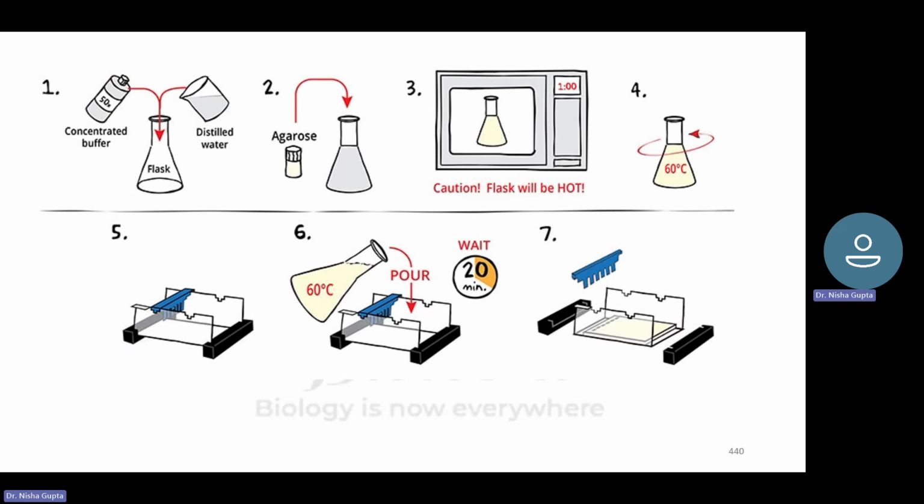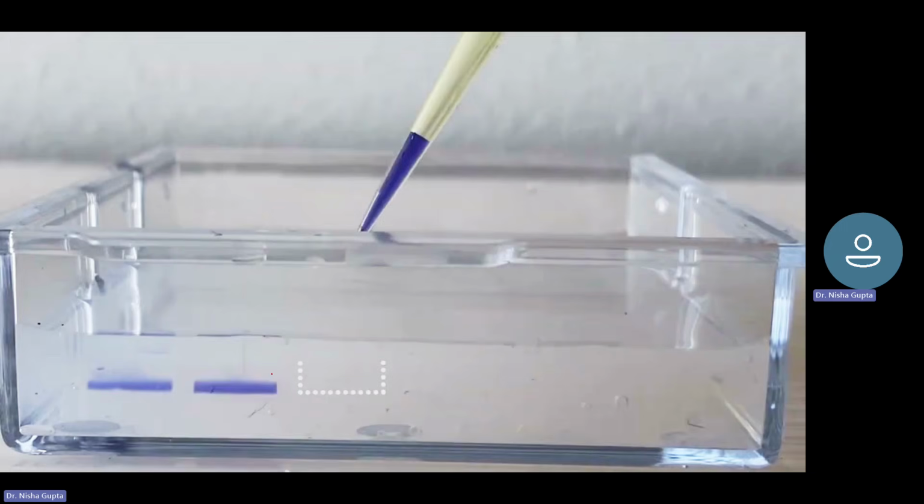So this is the way we prepare the agarose gel. We prepare the 1x TAE buffer, and after that we take agarose at the desired concentration, 1%, 2% or whatever, and then we heat it to properly solubilize the agarose in the TAE buffer. After some cooling, we pour it into the gel casting tray with a comb for the wells, and then we load our sample.